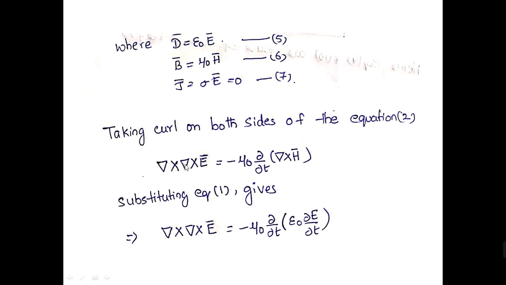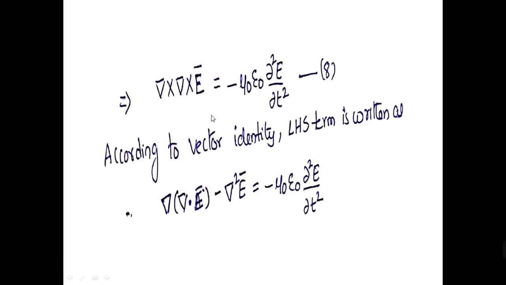So, this becomes curl of curl of E is equal to minus mu naught dou by dou T of curl of H. From equation 1, curl of H is equal to epsilon naught into dou E by dou T. So, substituting that value here, you get curl of curl of E is equal to minus mu naught dou by dou T of epsilon naught dou E by dou T. So, that can be written as del cross del cross E is equal to minus mu naught epsilon naught dou square E by dou T square.